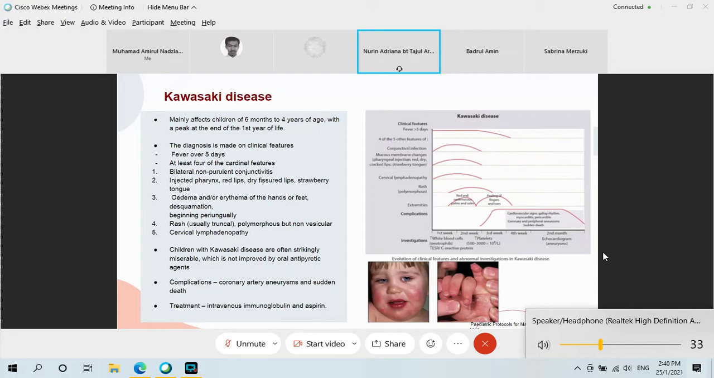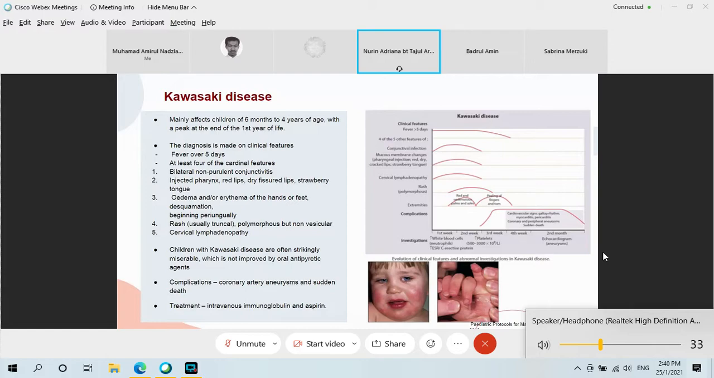So children with Kawasaki disease are often strikingly miserable, which is not improved by oral antipyretic agents. So if the children come with a fever persisting for at least 5 days, and at least 4 of the 5 cardinal features, we must suspect Kawasaki disease and manage accordingly to avoid any complication. So for the treatment, they will be given IV immunoglobulin and also aspirin. Aspirin is to reduce the risk of thrombosis.